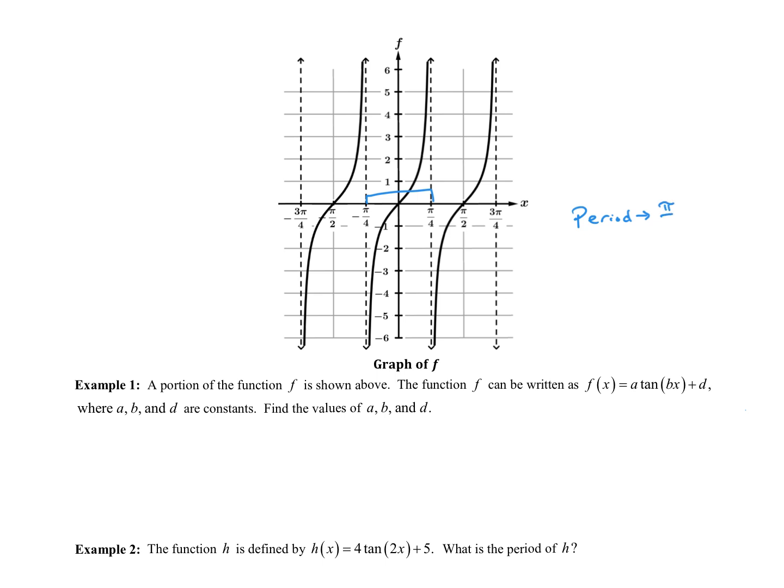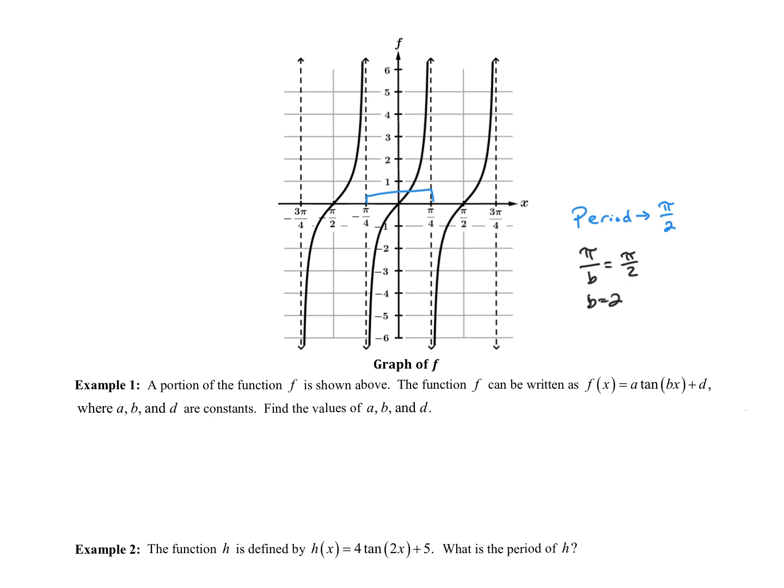Now, what do we want to do? What's our normal period? Pi. Pi is our normal period of tangent. And so we'd have pi over b, which is equal to pi over 2 on this one. So what does b equal? 2. All right, pretty easy.